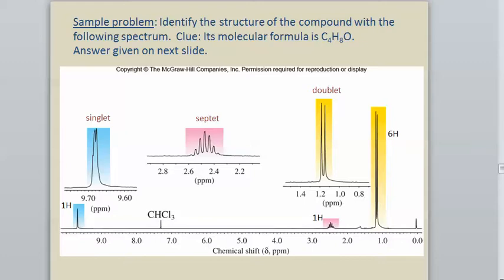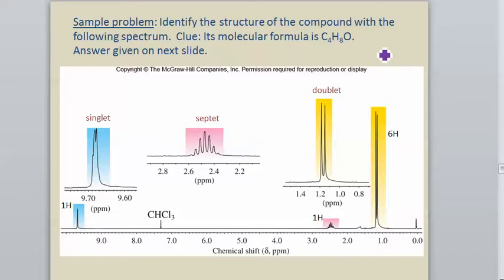This is an example of the kind of thing you want to be able to do with all of this NMR information. If you're given a spectrum and a clue about what compound you're dealing with, the idea is to come up with its complete structural formula, show how all the atoms are connected. So in this case, we're told we have something that's C4H8O, and we're supposed to use this graph here to figure out exactly what that compound is. And you can see the answer is given on the next slide.